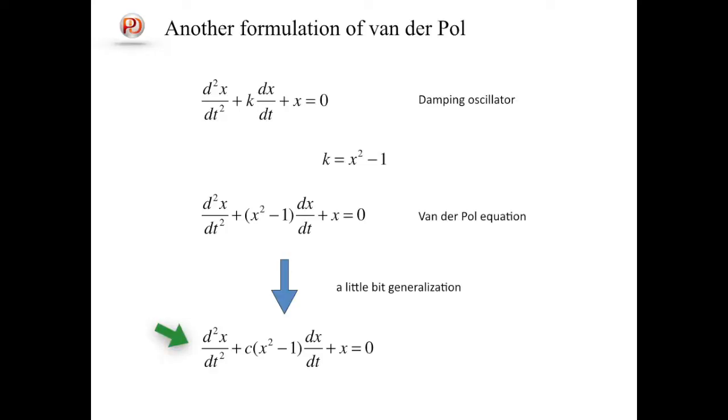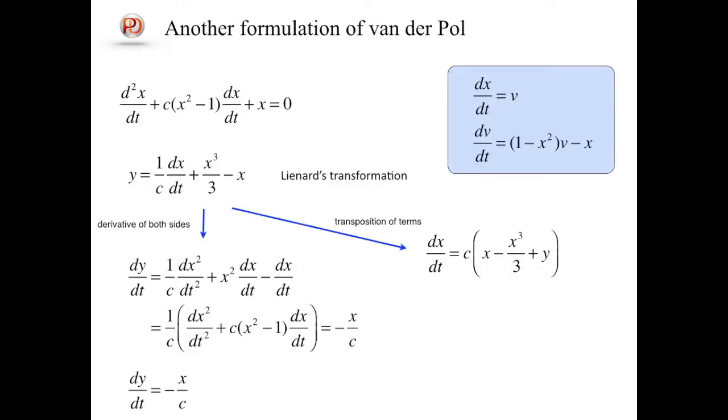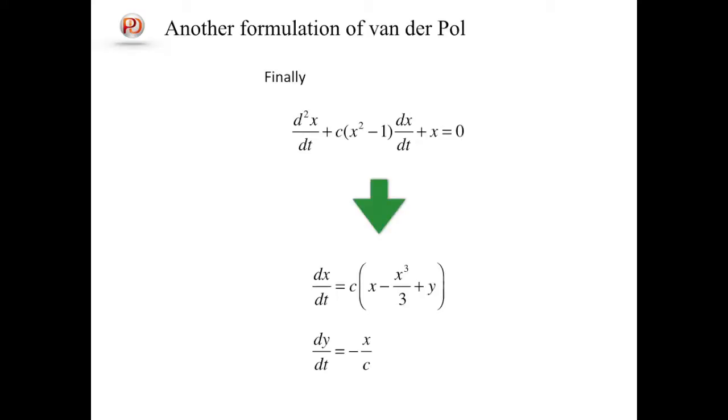From this equation, we can derive a set of two first-order simultaneous differential equations. Firstly, let's introduce a new variable y, which is given by 1 over c dx/dt plus x to the third power over 3 minus x. Once we solve this for dx/dt, we can obtain one of two first-order differential equations. To obtain the other equation, we differentiate the equation of y by time. Then after some calculation, it provides that dy/dt equals minus x over c. Finally, we obtained these two first-order simultaneous differential equations, which are the start point of this tutorial.